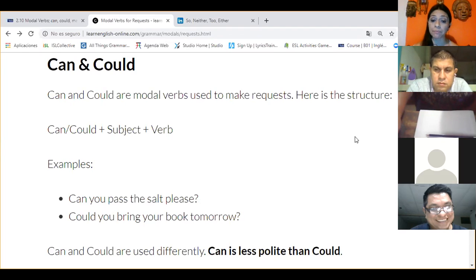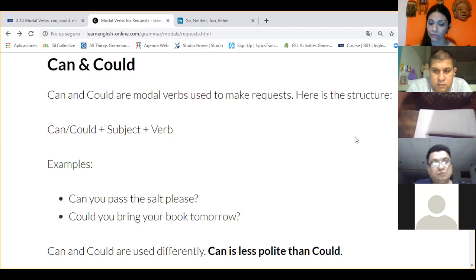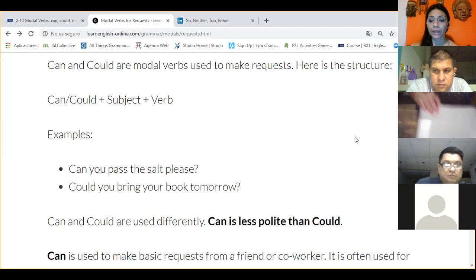All right, so the examples. Walter, can you read the first example, please? Can you pass the salt, please? Thank you. You're requesting. You're not asking for permission, and you're not talking about ability. You're asking for something. You're making a request. Second one, please. Could you bring your book tomorrow? All right, so you are requesting something. Very good. Continue.